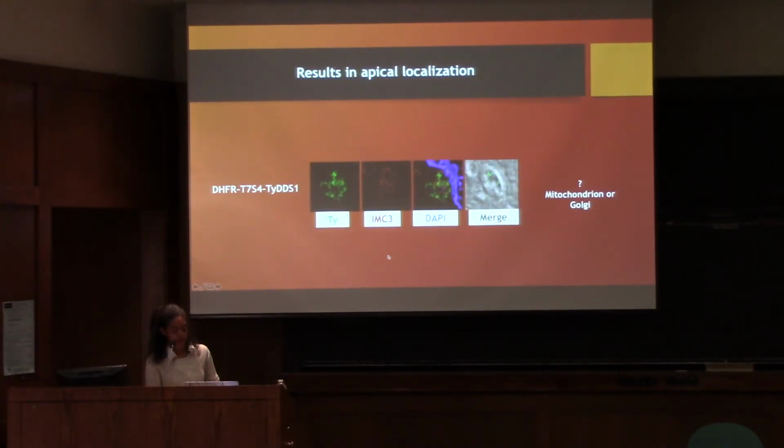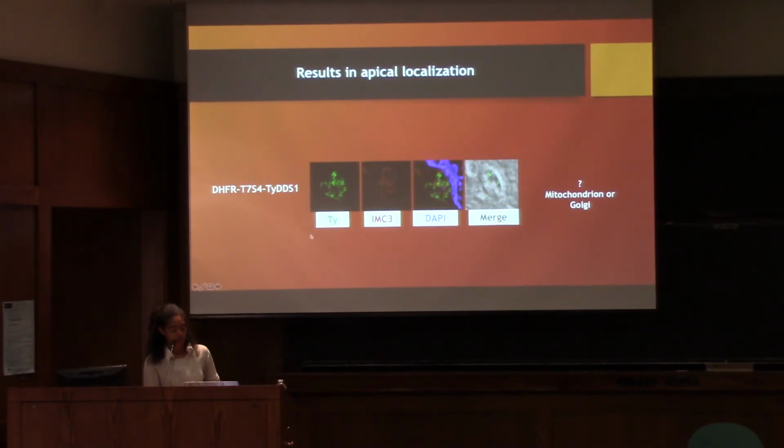And the second picture, which is DHFR T7S4 TYDDS, is used for a previous cell line that was made when I wasn't here because, as I said, transfection does take days and you have to make sure the parasites lyse out completely and have the selected drug markers that you can use. So then I started looking at another cell line that was previously made.